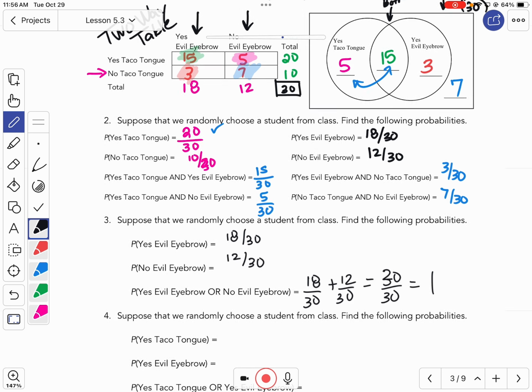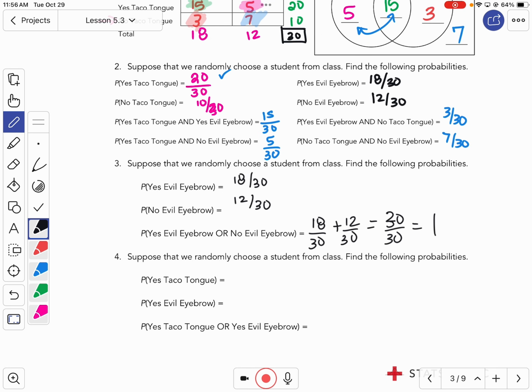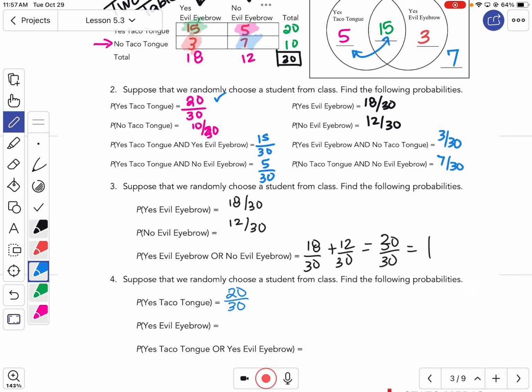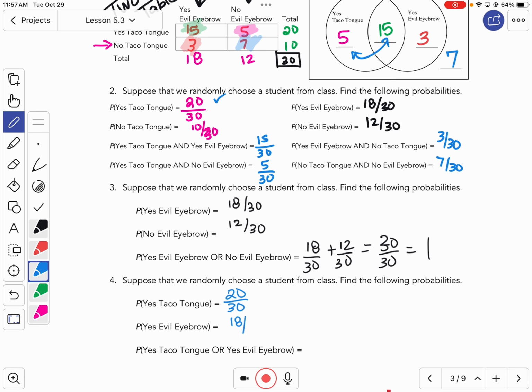You can't be both. Okay, so then let's look at it this way. That's that addition property. How many were yes to the taco tongue? 20. How many were yes to the evil eyebrow? 18 out of 30. Now, here's the hard part. On this one, it says that you're yes to the taco tongue or yes to the evil eyebrow. Are there some people that overlap in that group? Yeah. And we can't count anybody twice, because if all we did was add these, like we did the one above it, I get 38 over 30. That's more than one, and probability can't be more than one.